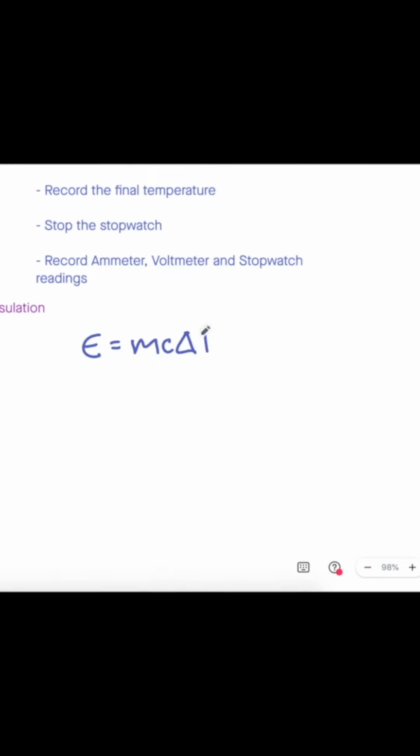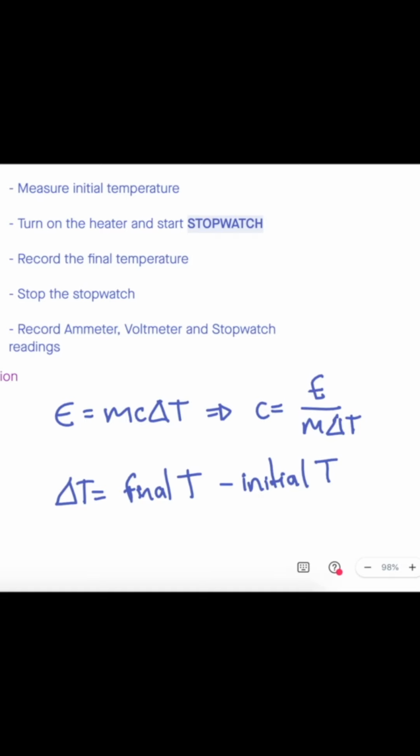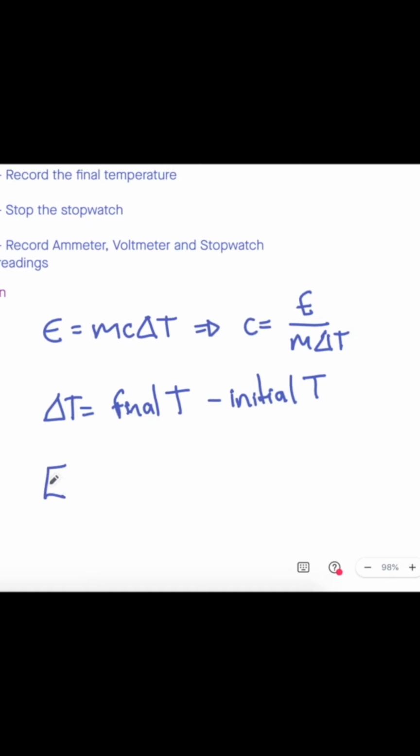You can then work out specific heat capacity by rearranging the equation to make c equals E over m delta T. Delta T can be found out by subtracting the initial temperature reading from the final temperature reading, and energy E can be found out by using the equation E equals VIt, using the voltmeter reading, ammeter reading and the stopwatch reading.